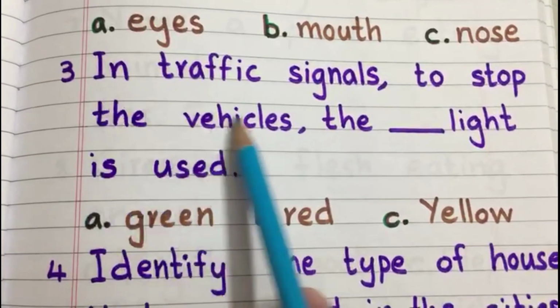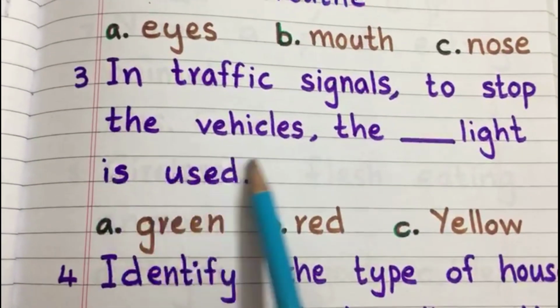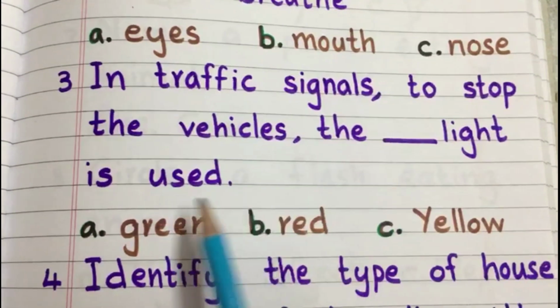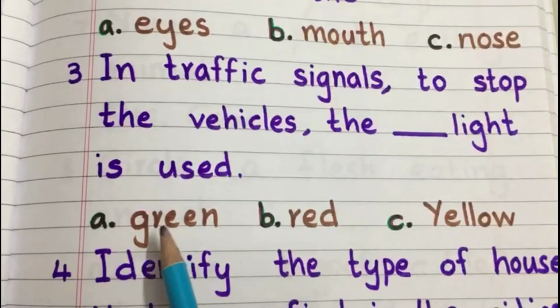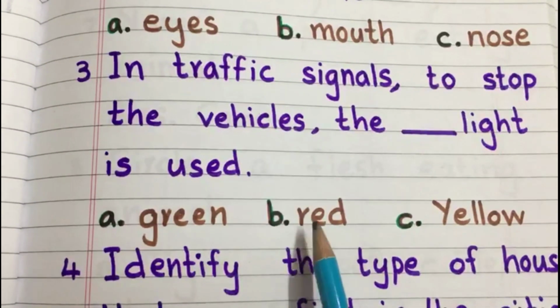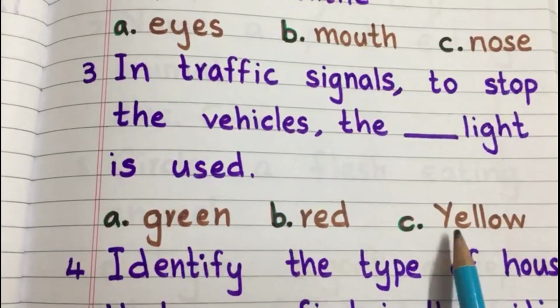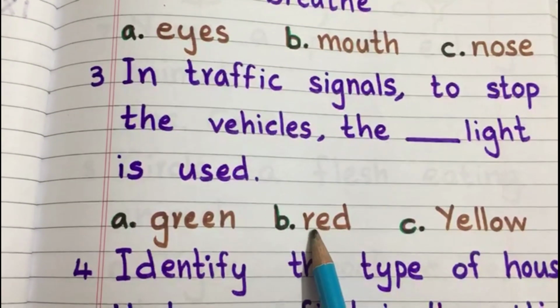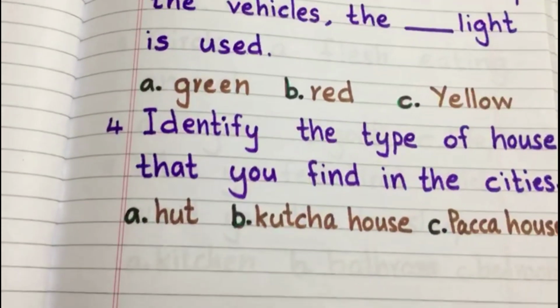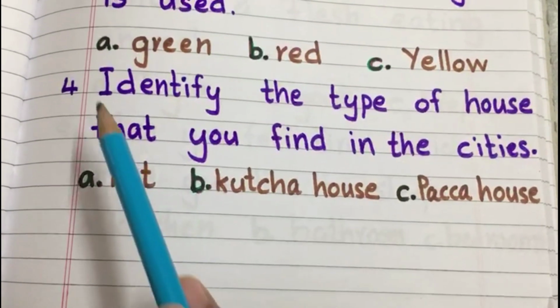The third question, in traffic signals to stop the vehicles, the dash light is used. The options are green, red, yellow. This question is based on the vehicles. The answer is red.